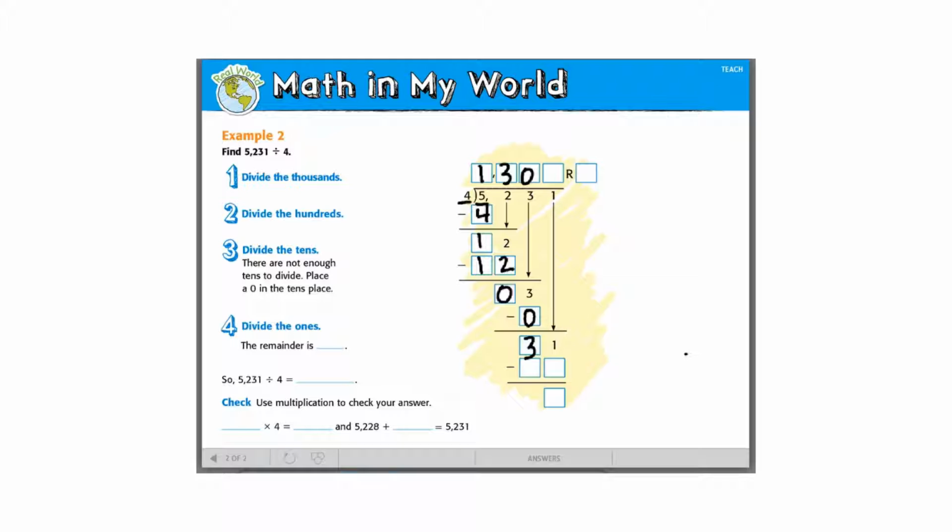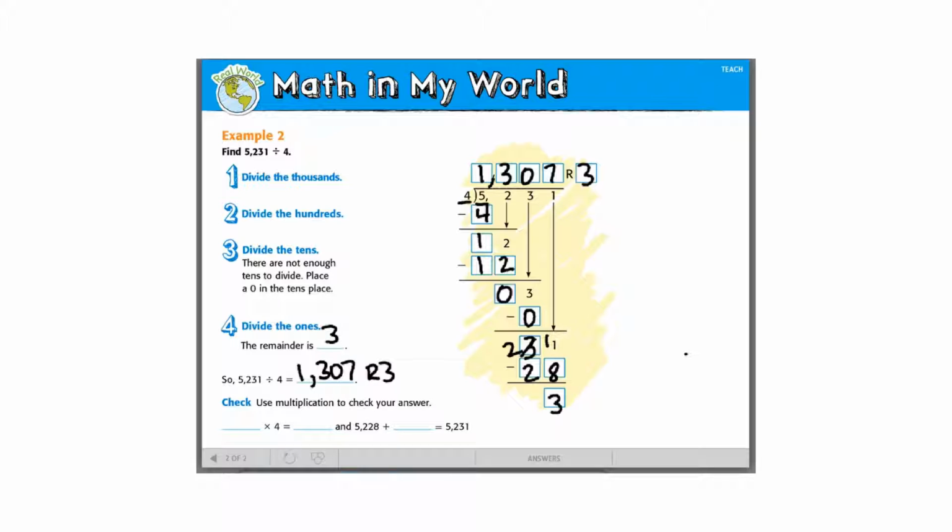Bring down the 1. So now we're doing 4 into 31, which goes how many times? Anthony, how many times does 4 go into 31? 7 times, and that's 28. And then when we subtract, we get 3 as our remainder. So our remainder is 3. Our answer is 1,307, remainder 3.